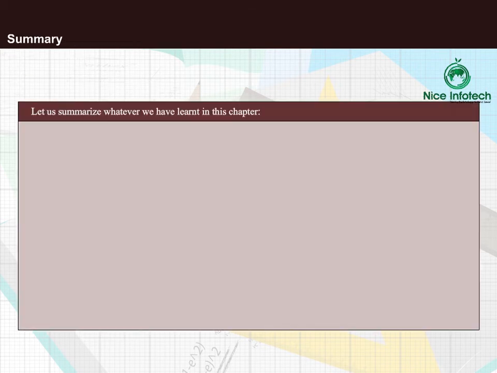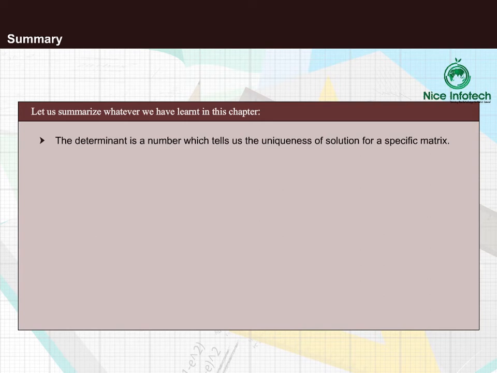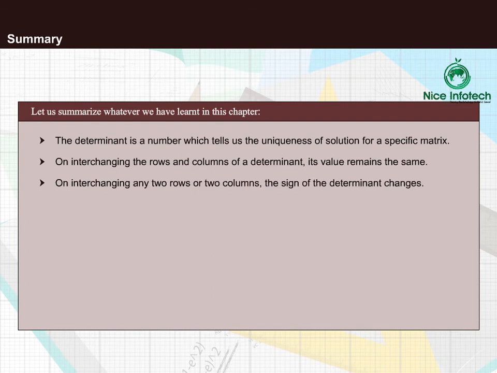Let us summarize what we have learned in this chapter. The determinant is a number which tells us the uniqueness of solution for a specific matrix. On interchanging the rows and columns of a determinant, its value remains the same. On interchanging any two rows or two columns, the sign of the determinant changes.